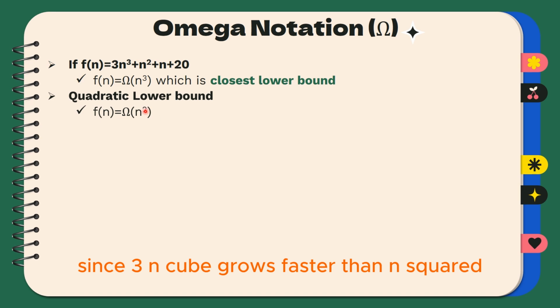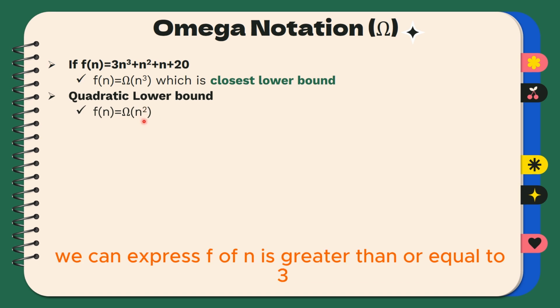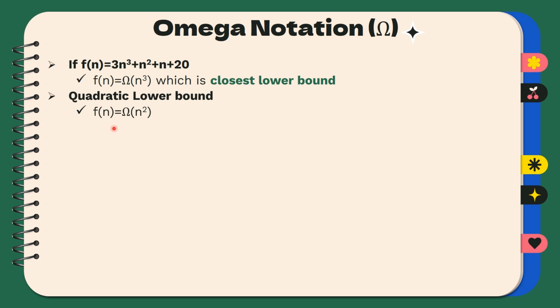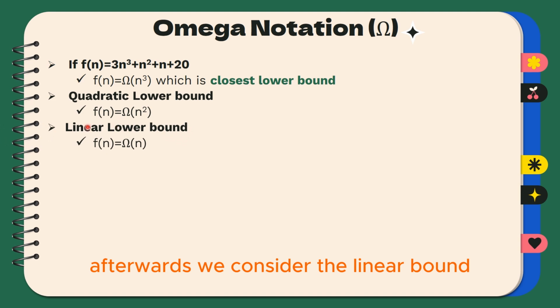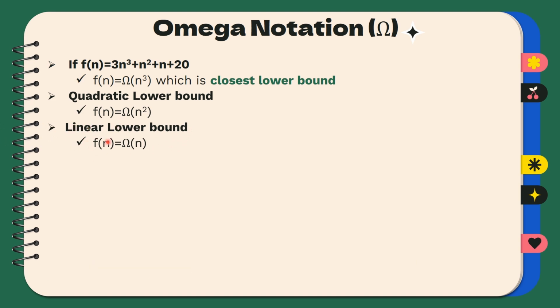Since 3n cubed grows faster than n squared, we can express f of n is greater than or equal to 3n squared. This shows that f of n also grows at least as fast as n squared. Afterwards, we consider the linear bound. f of n equal to big omega of n.